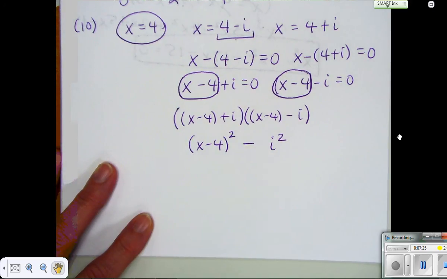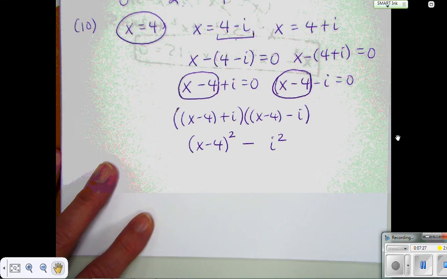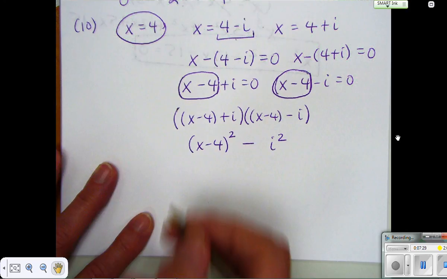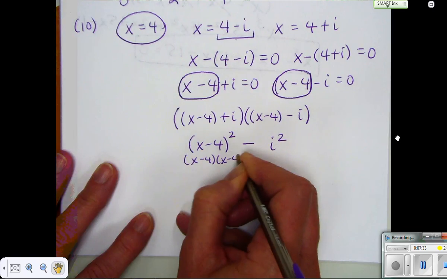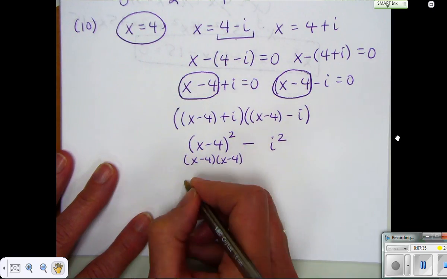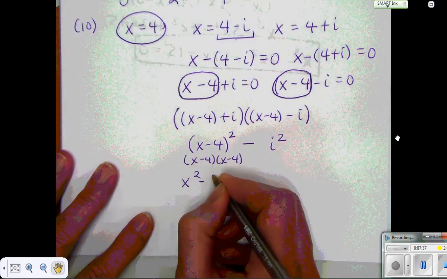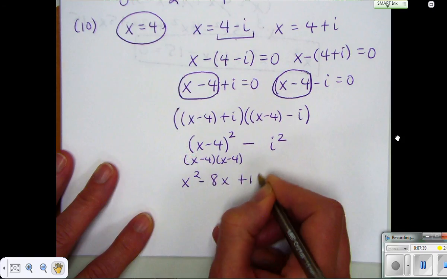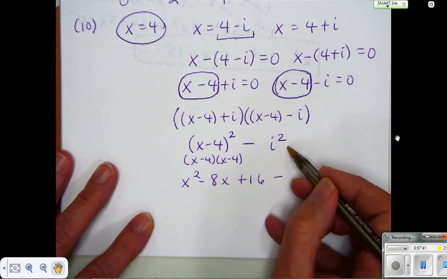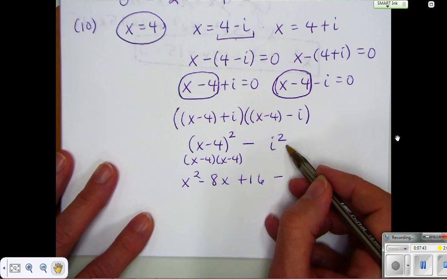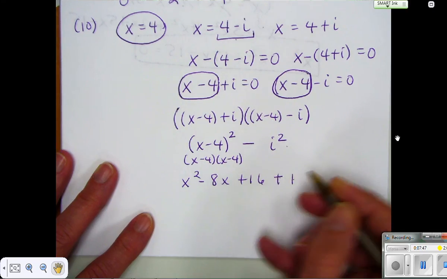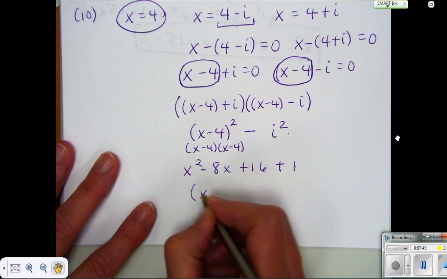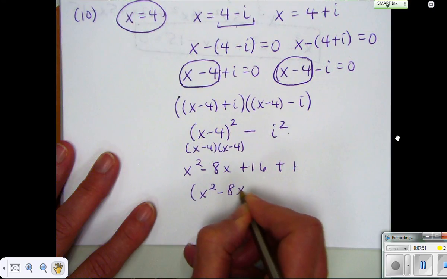Okay, so when you square a binomial, just so happens the first term is a binomial, I have to FOIL them together. So x minus 4 times x minus 4. I'm going to get x squared minus 8x plus 16 minus, and i squared is actually negative 1, so this is going to be minus a negative 1, which is plus 1. Combine my like terms, x squared minus 8x plus 17.